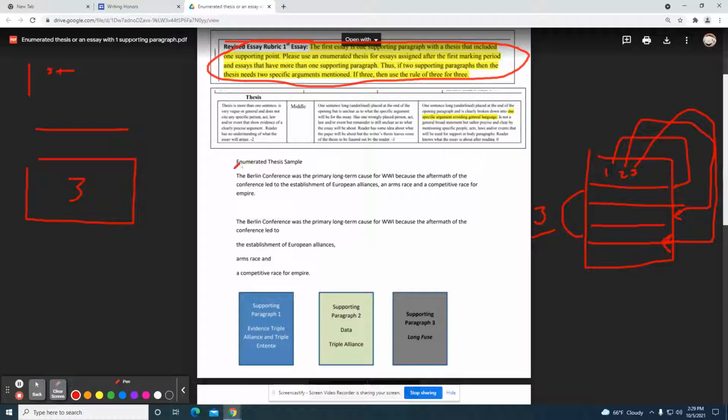So here's my thesis that I came up with, Berlin Conference primary long-term cause for World War I. So this is suggesting it's a long-term cause, but notice the use of the word primary. Now I'm kind of locking myself into a box and I'm saying this is the only particular cause. And so my evidence, establishment of European alliances, an arms race, and a competitive race for empire. And these items are addressed in the supporting paragraph over here.